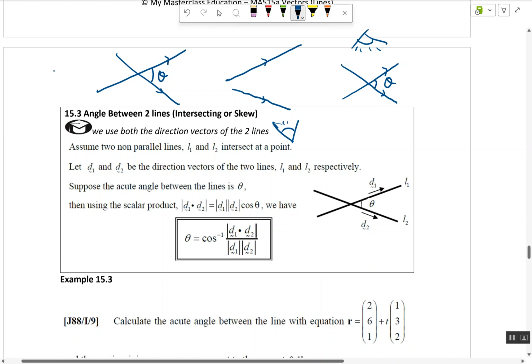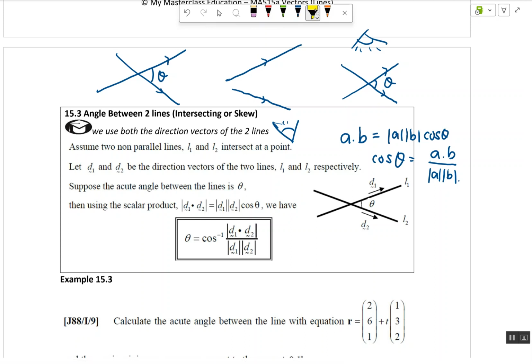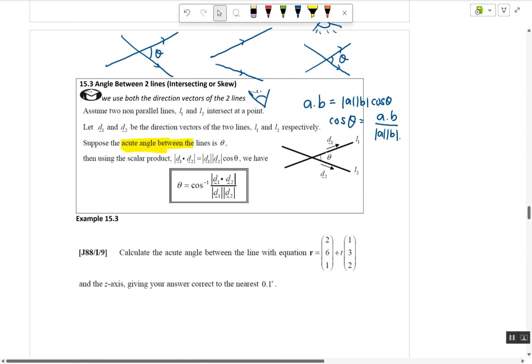Before we go to this, always remember the definition of A dot B in vectors 1 is magnitude of A, magnitude of B cosine theta. If we make cosine theta the subject, that would equal A dot B over magnitude of A, magnitude of B. Usually the angle between two lines will always be acute. We always want to find the acute angle between two lines.